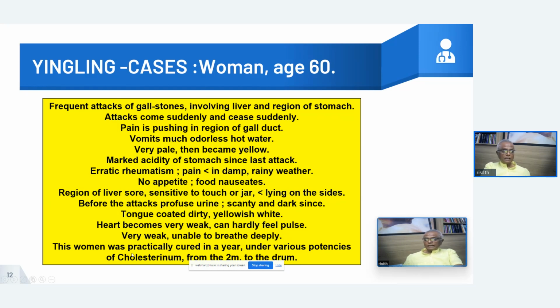This woman was practically cured in a year under various potencies of Cholesterinum, from the 2x to the 200th. So this is the way, on these symptoms basis, English cured a case of a woman of 60 years of age who was suffering from gallstones.